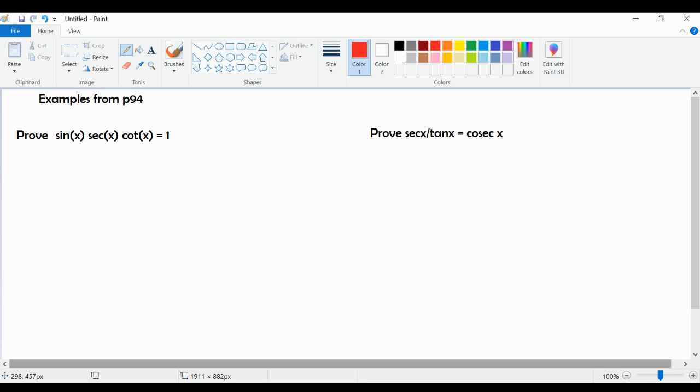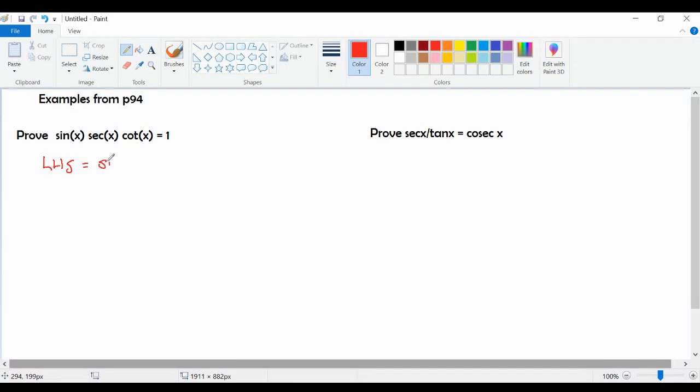These are the trig examples from page 94. The first one on the left-hand side at the top of your page says sine x times sec x times cot x equals 1. Now, we know that when we do a trig proof, it's always sensible to start with the most difficult side first. So we're going to start with the left-hand side.